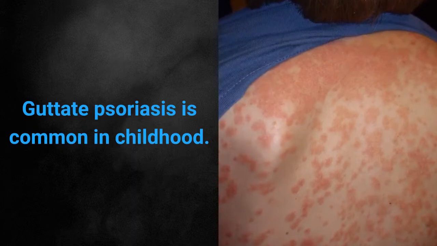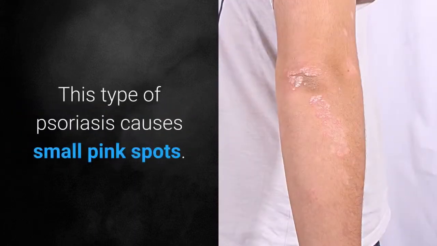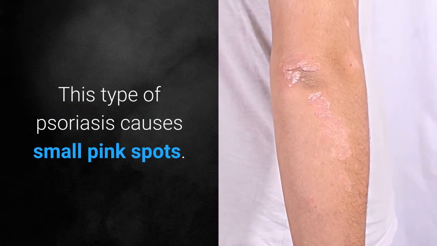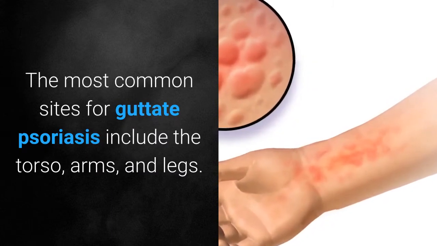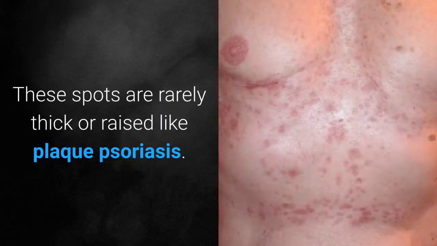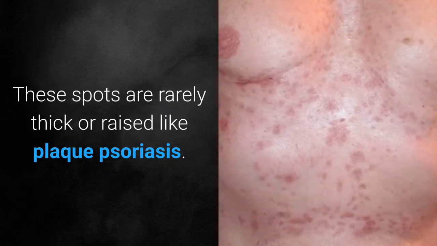Guttate psoriasis is common in childhood. This type of psoriasis causes small pink spots. The most common sites for guttate psoriasis include the torso, arms, and legs. These spots are rarely thick or raised like plaque psoriasis.